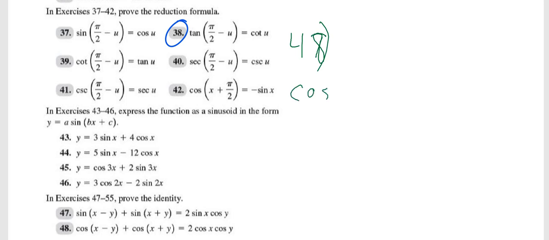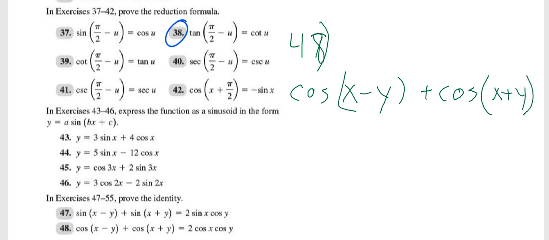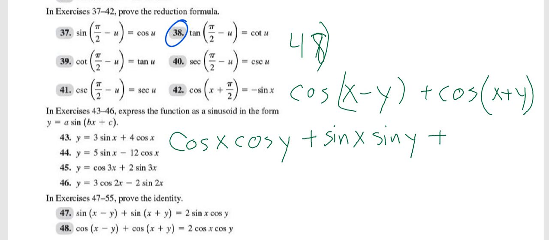So we have cosine x minus y and cosine x plus y. Okay, so let's see here. The cosine function, that was x, switch signs, y, plus, then we had x, opposite sign, y.